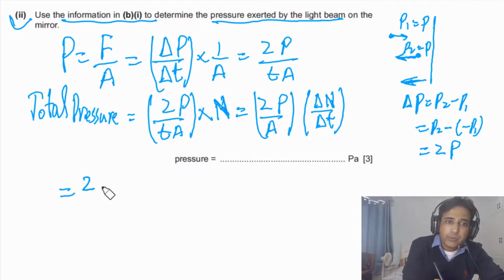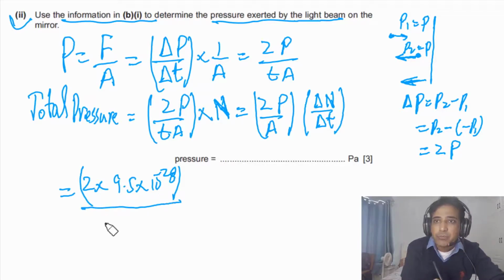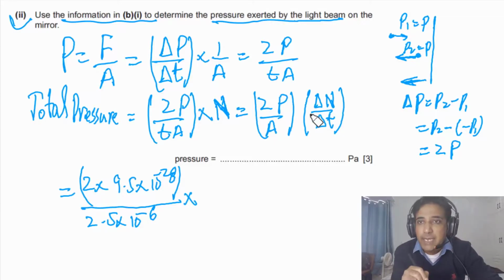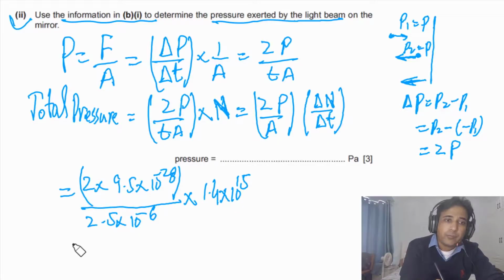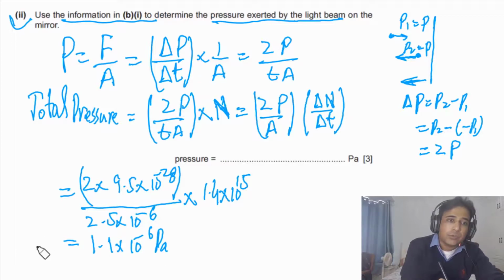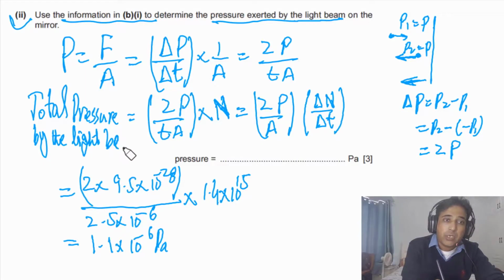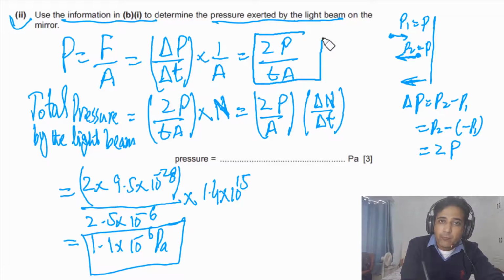Now simply we need to plug in values. We have 2, and the momentum of the photon, that was 9.5 times 10 to minus 28, divided by the cross sectional area, that is given to us in the last part, 2.5 times 10 to minus 6, and the number of photons per second we have already calculated, that was equal to 1.4 times 10 to 15. Now if we solve this, we will get 1.1 times 10 to minus 6 pascals. So this is the total pressure by the light beam. So this is how you can calculate. This is our final answer. So this is the pressure exerted by 1 photon, and this is the total pressure exerted by all the photons.